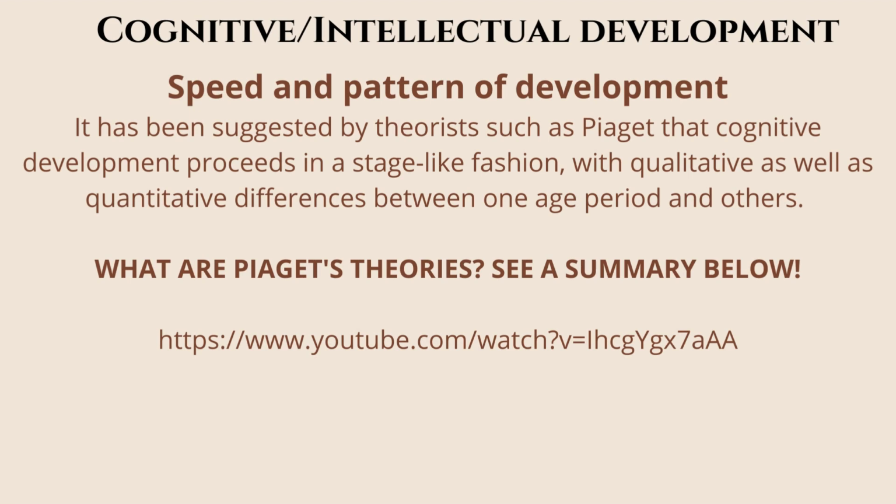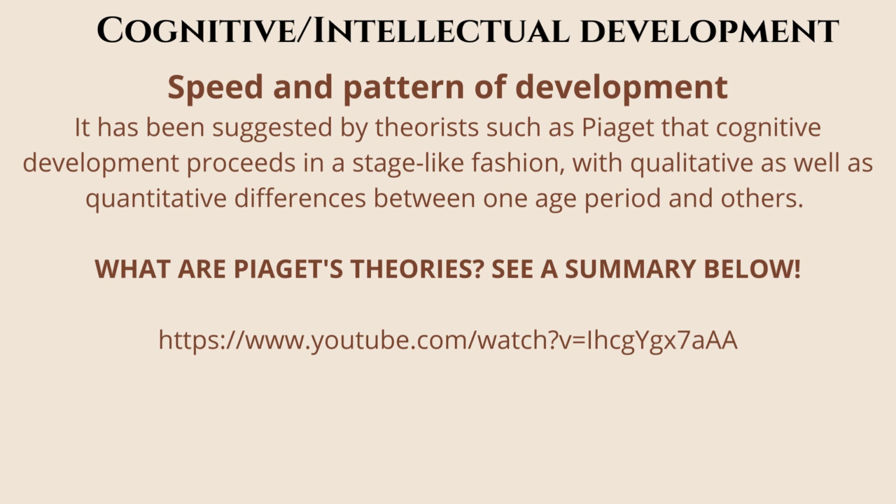We then have cognitive or intellectual development, and that is speed and pattern of this development. It has been suggested by theorists such as Piaget. And for those who did first semester this year, at this point you should know a lot about Piaget. And for those who are only starting with us now, you are going to learn a lot about Piaget. So, theorists such as Piaget suggest that cognitive development proceeds in a stage-like fashion, with qualitative as well as quantitative differences between one age period and others.